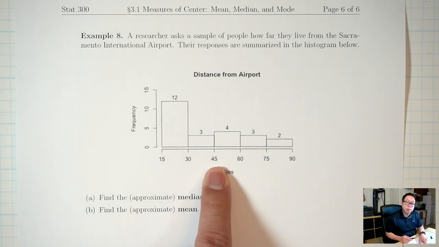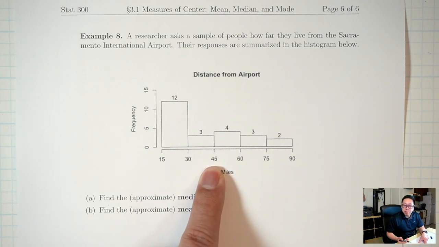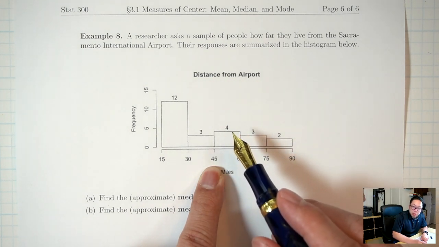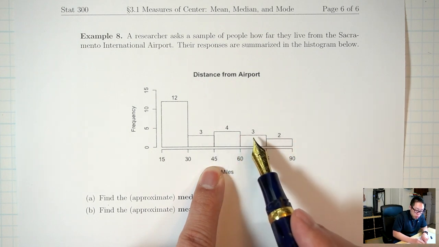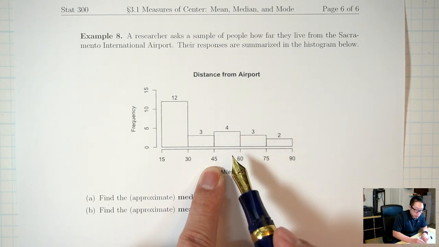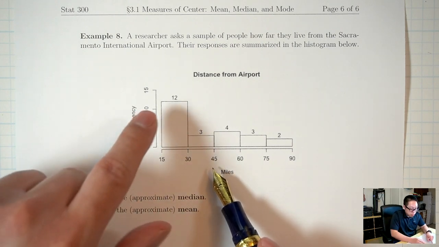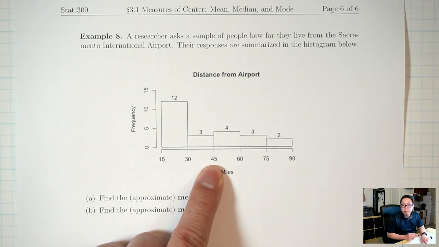Could 45 be the median? Well, how many data values are above it? These are the frequencies, right? Frequency means they're counting how many data values are in each range. So if I add up these frequencies, 4 plus 3 plus 2, that's 9. That tells me how many data values are above 45. How many are below 45? Well, 12 plus 3, 15. So there's 9 above and 15 below, right? It's not the same above as below, so 45 is not going to be the median.